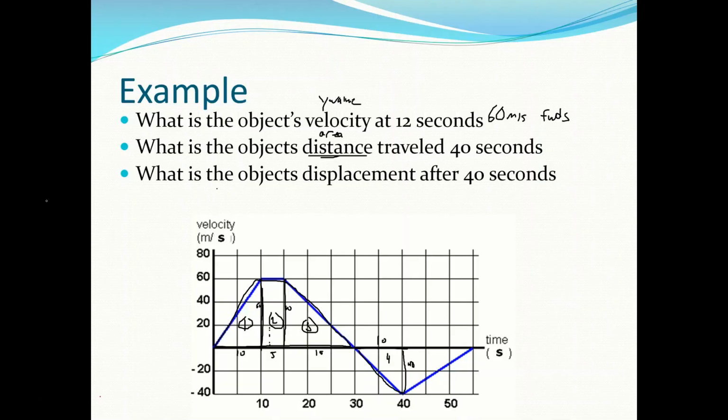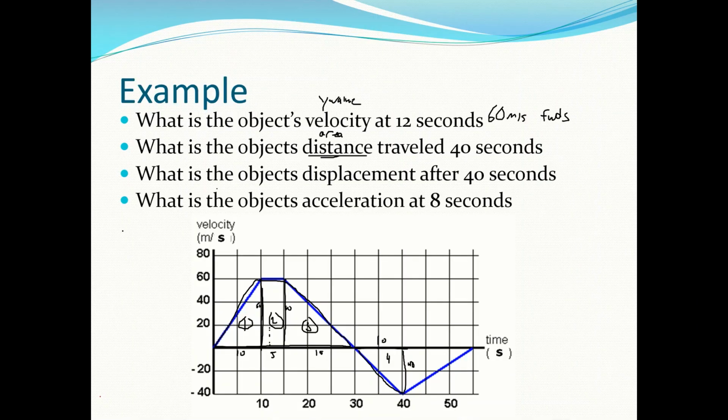And the last one, what is the object's acceleration at 8 seconds? Well, to find acceleration, you need to find slope. So right here is 8 seconds. So my acceleration is constant. So I just find the slope of this entire line.